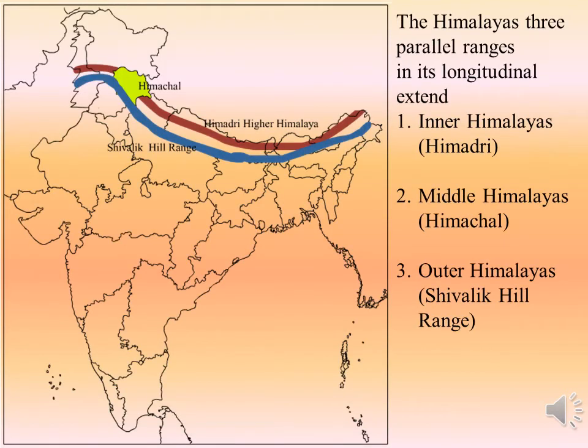The Himalaya three parallel ranges and its longitudinal extent. We are having three types of Himalayas here. First is Inner Himalayas, which is known as Himadri. Second is Middle Himalayas, which is called Himachal. And third is Outer Himalayas, which is known as Shivalik Hill Range.